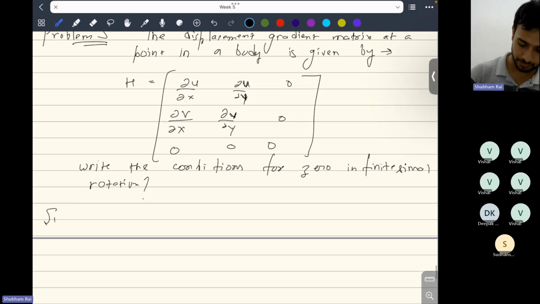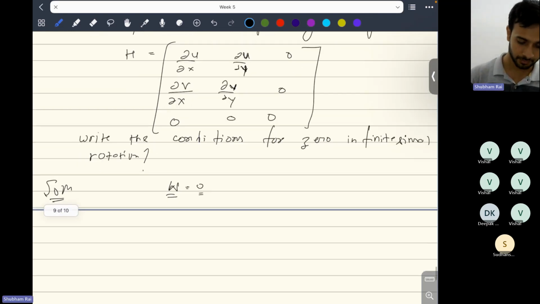So the solution for this is, firstly you need to write out the rotation tensor. The rotation tensor should be equal to the 0 tensor. Obviously the displacement gradient tensor is given to you, so that is the H tensor. We have written the expression for the rotation tensor above also, so you can just directly write that expression.